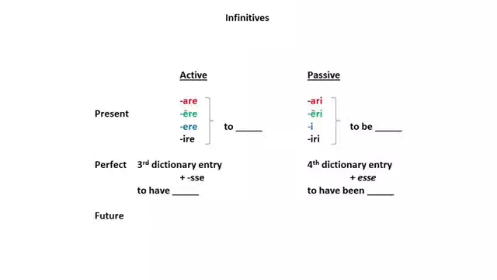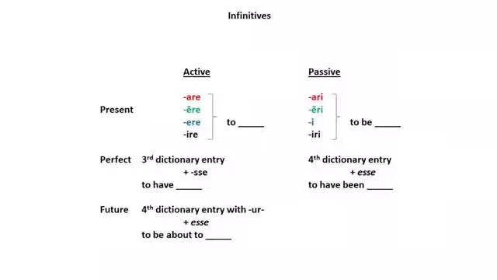Let's stop here for just a moment and look. Notice for the perfect active infinitive, I've got a little dash beside the SSE. That means you add SSE directly to the third dictionary entry. For the perfect passive, we're not adding anything to something. Just take the fourth dictionary entry, leave a space, and then the next word is esse. So the perfect passive infinitive is actually a 2-word or compound verb form, meaning to have been blank.